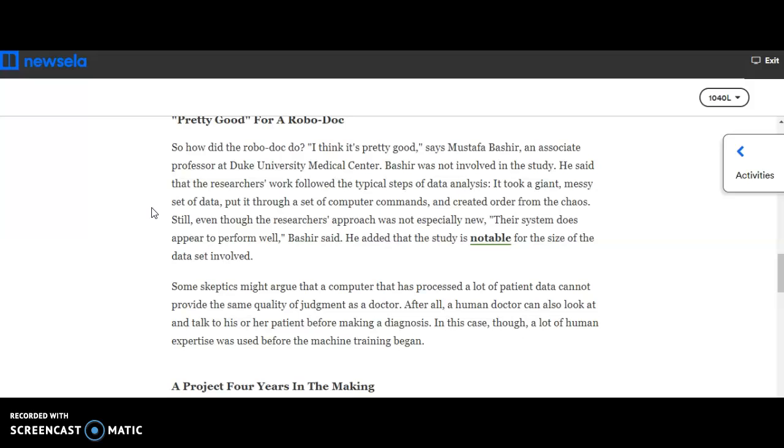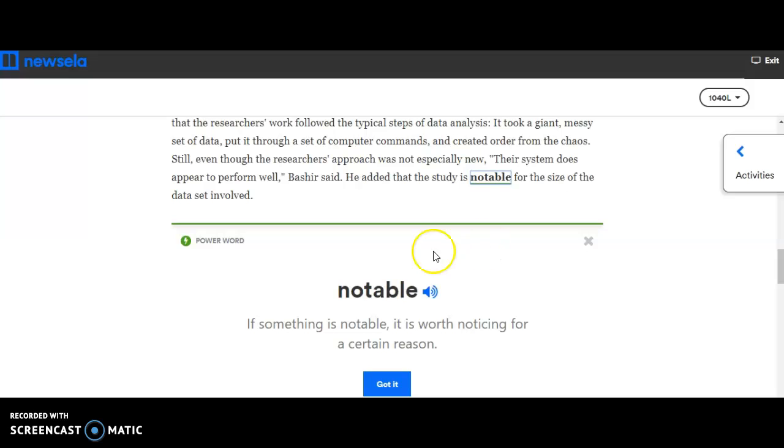He said that researchers' work allowed the typical steps of data analysis. It took a giant, messy set of data, put it through a set of computer commands, and created order from the chaos. Still, even though the researchers' approach was not especially new, their system does appear to perform well, Bashir said. He added that the study is notable for the size of the data set involved. So notable, it means it's worth noticing for a particular reason.